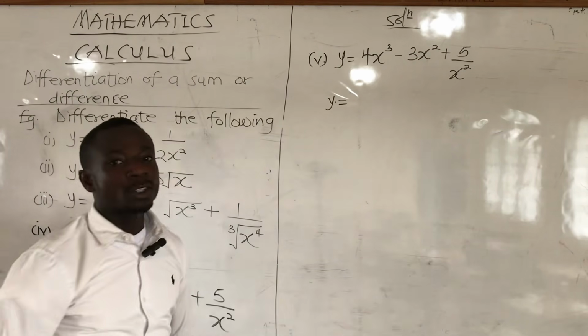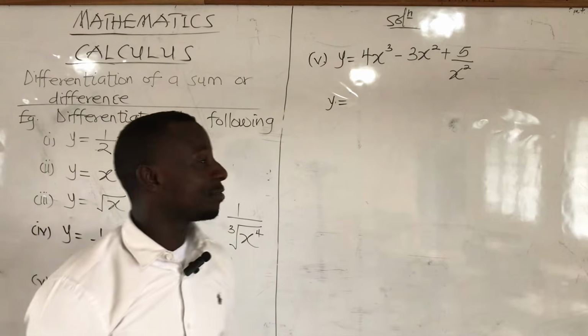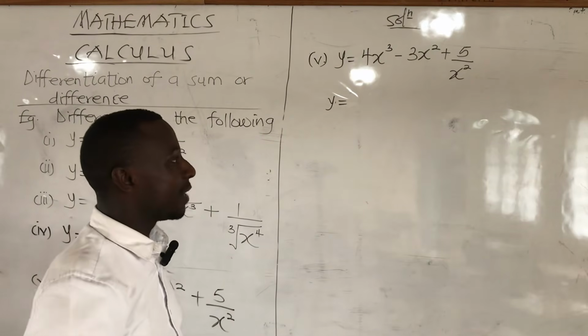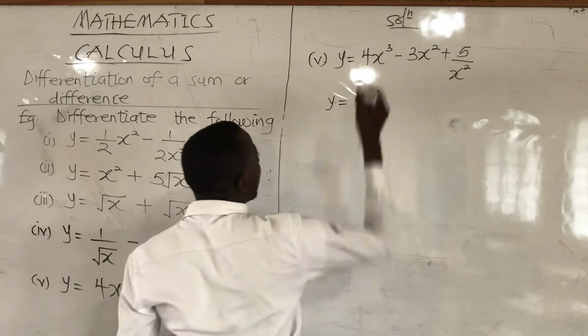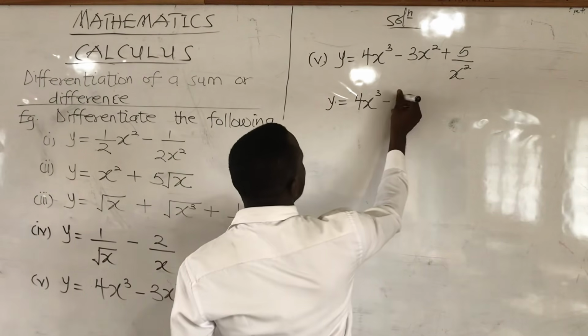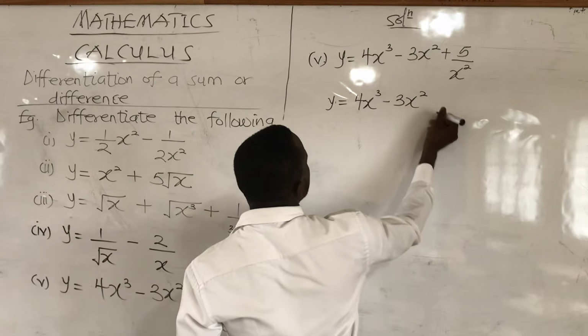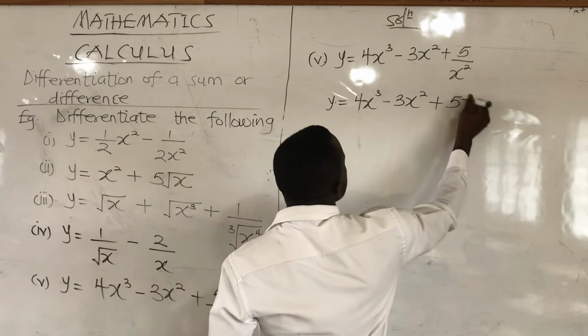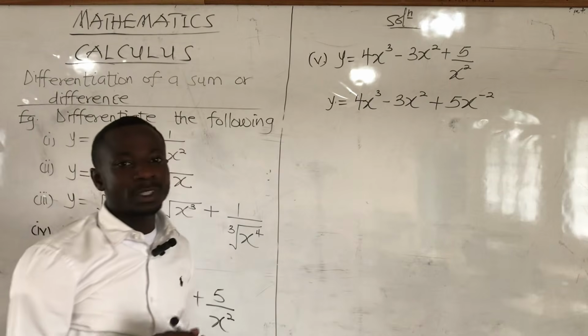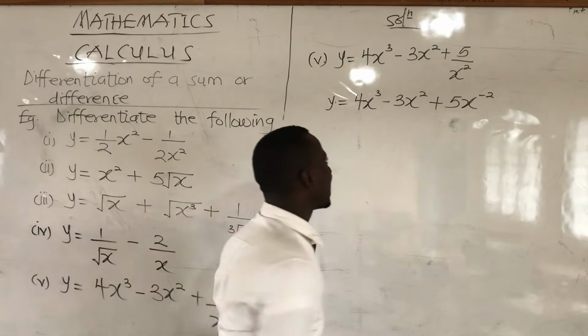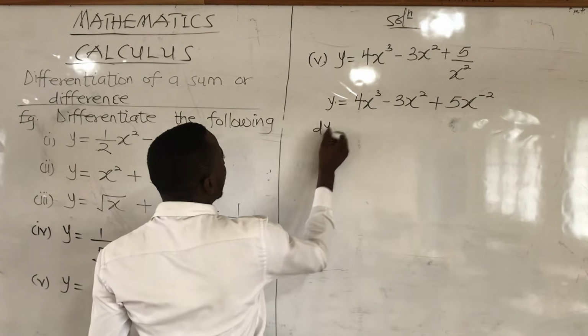Before we start with the differentiation, we need to rewrite them in exponential form. So we still have 4x cubed minus 3x squared plus 5x power negative 2, because we need to bring it up. When you take it up there, you negate the exponent. So now we can differentiate.